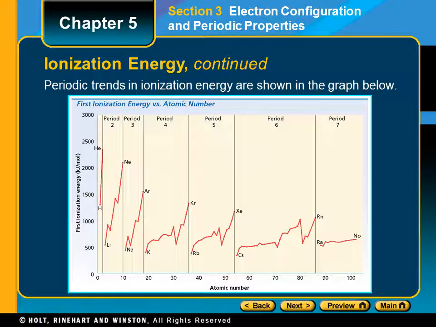And we can represent ionization energy in a graph, with atomic numbers increasing left to right on the x-axis and first ionization energy increasing from the bottom to the top on the y-axis. Notice the ionization energy difference from hydrogen to helium, from lithium to neon, as you move from period 2 to 3, and as you move from period 3 to 4, you see those trends there.